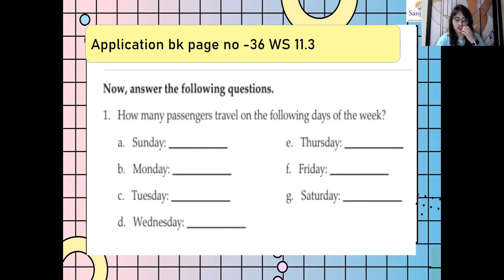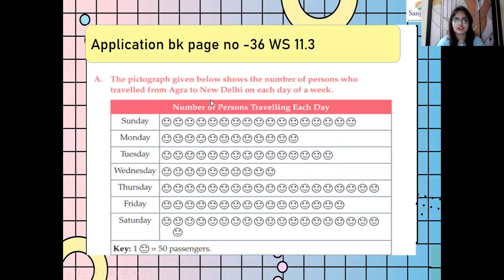Now answer the following questions. How many passengers travel on the following days of the week? So for Sunday, you will count all the smileys.